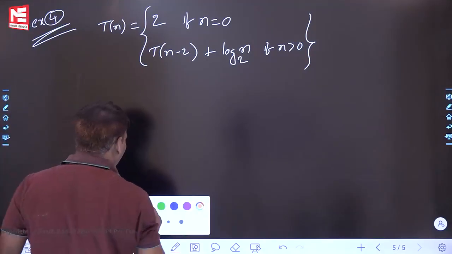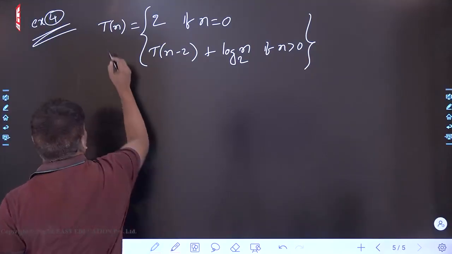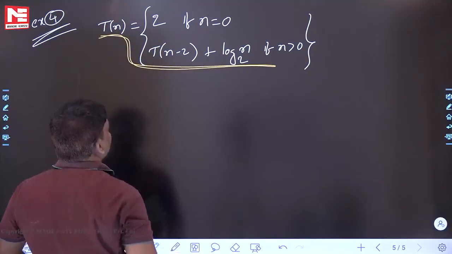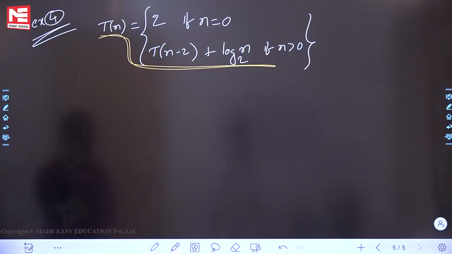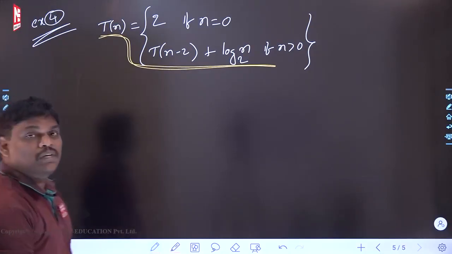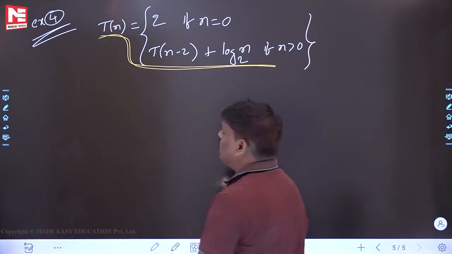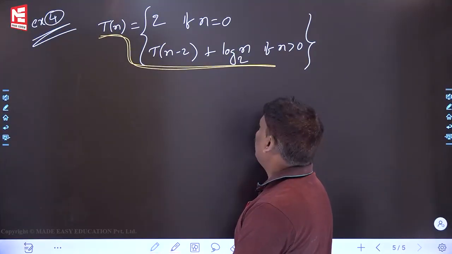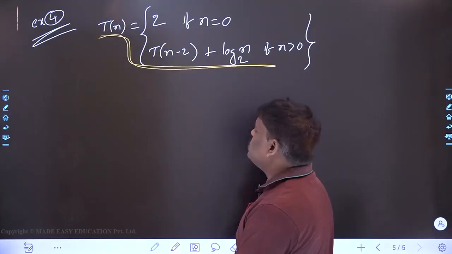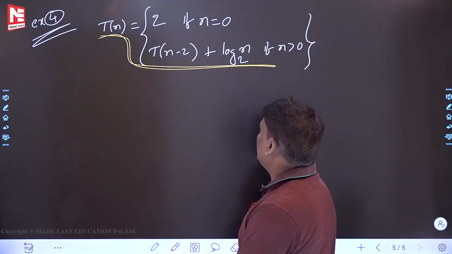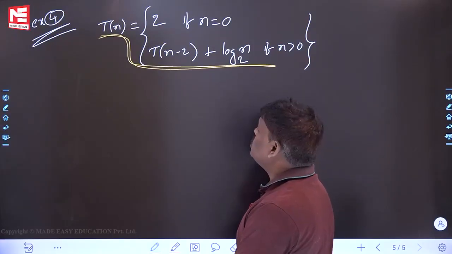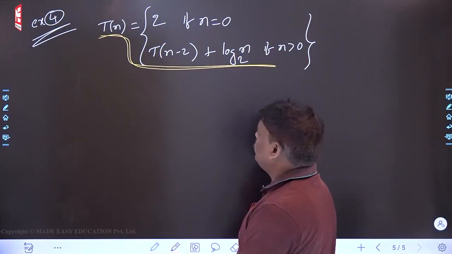If you want to apply the substitution method, what is the first step? See only the else part. Read the else part only: Tn is equal to Tn minus 2 plus log n base 2. If you are okay with the else part, can you substitute the numbers and verify? T10 is equal to T8 plus log 10. T100 is equal to T98 plus log 100 base 2. Lastly, T2 is equal to T0 plus log 2 base 2.